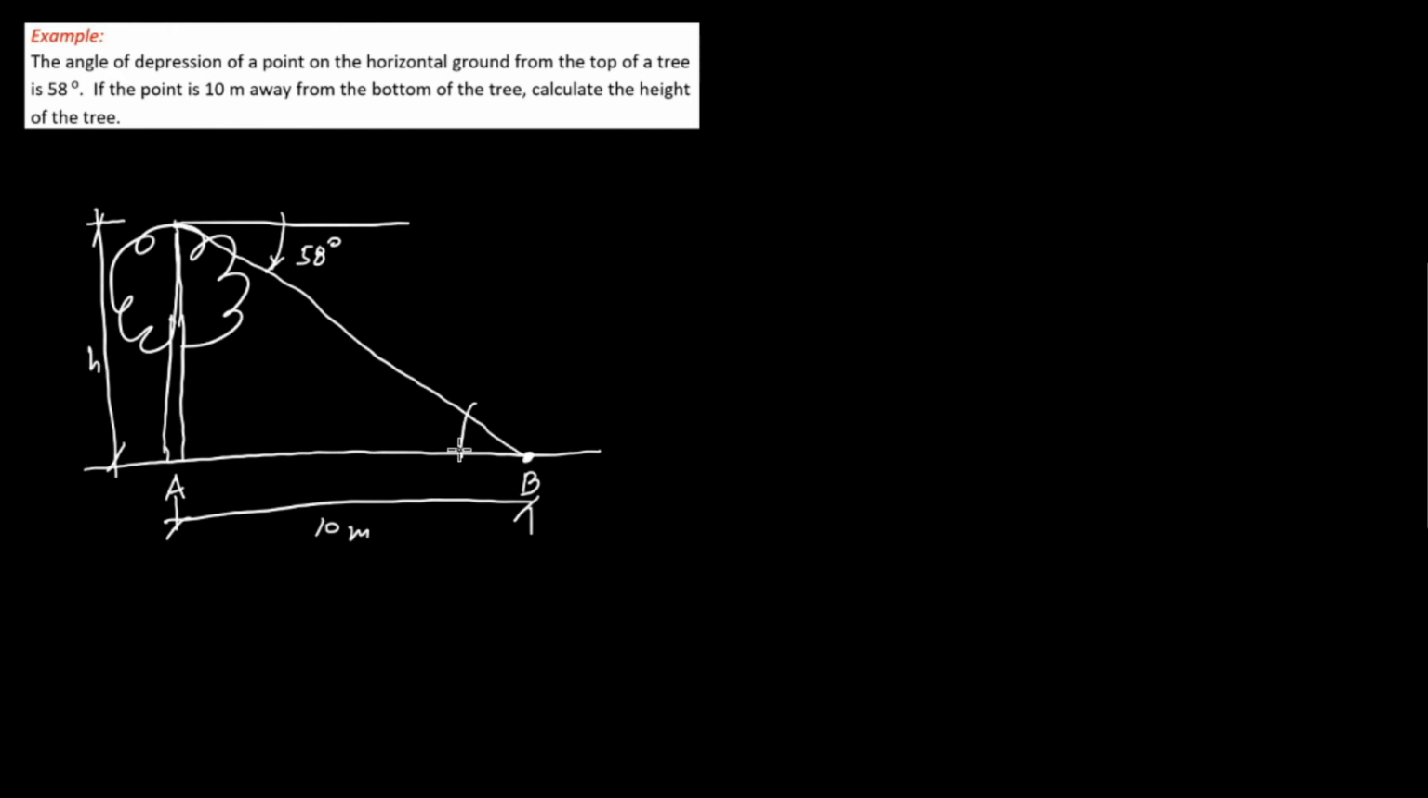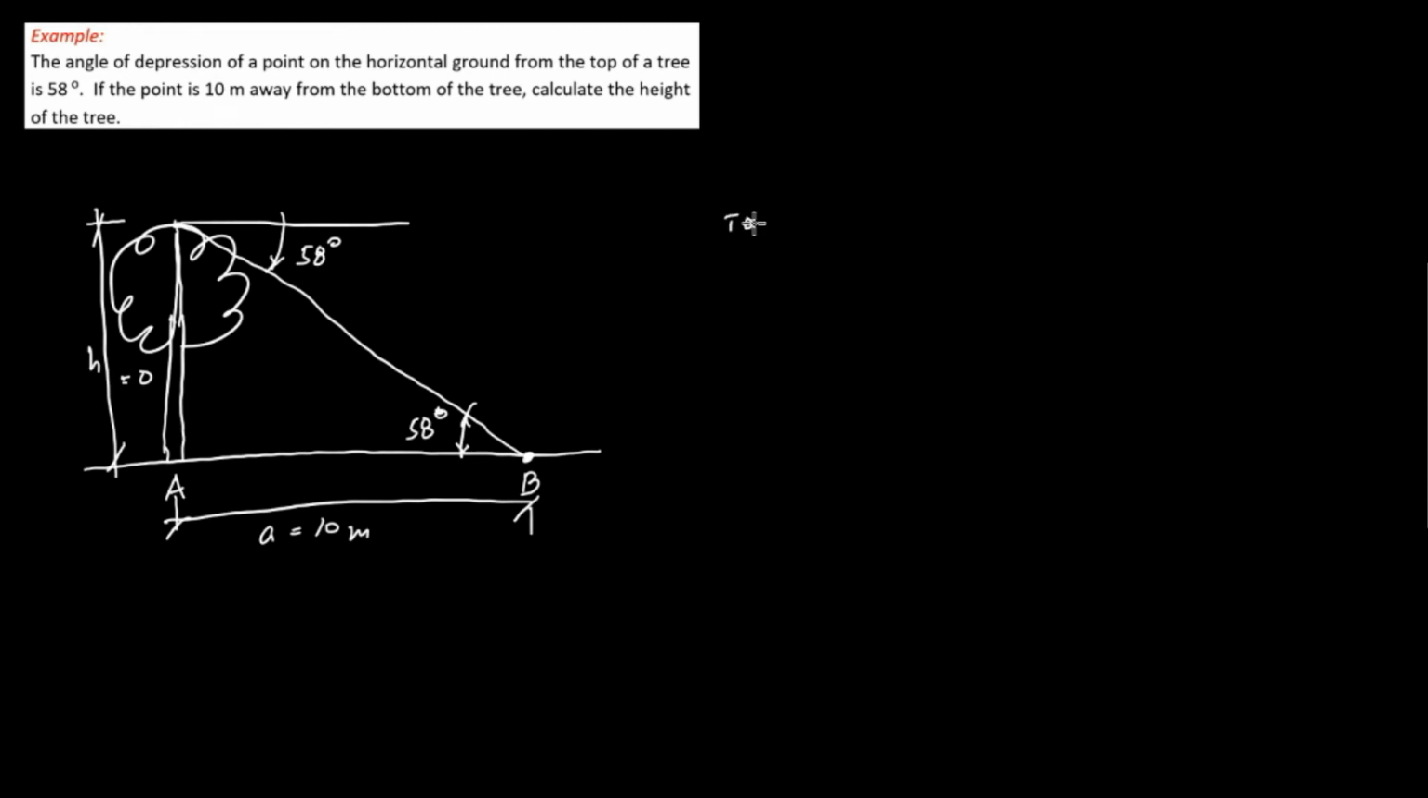This angle is also 58 degrees with the horizontal. The height is equivalent to the opposite of the angle, which is O, and 10 meters is the adjacent. Using SOHCAHTOA, for the given, we have the unknown, which is the height, for the opposite side, and the given is the adjacent, which is 10 meters, and the angle theta. So therefore we will use TOA.